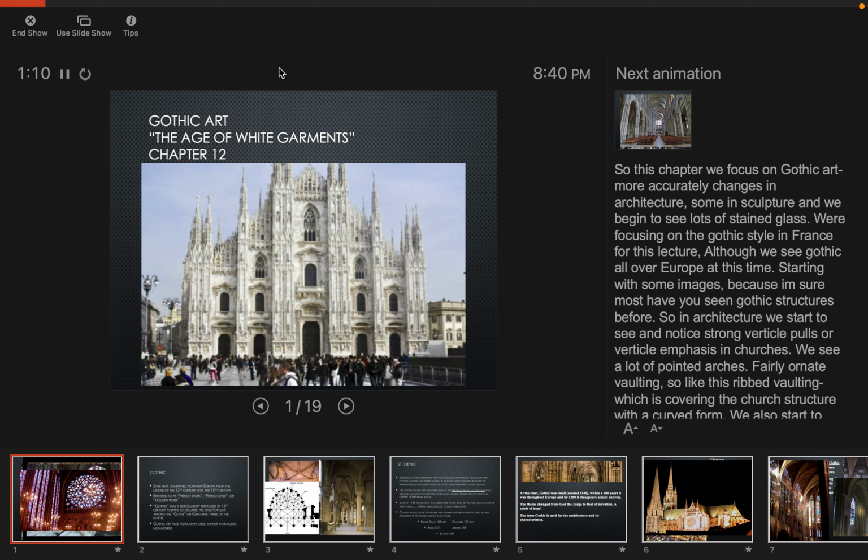So these stained glass windows are very symbolic for the Gothic period, but I'm jumping way ahead, so let me rein it back in. We're going to talk about architecture, some sculpture, and stained glass. We're focusing on the Gothic style in France for this lecture, although we see Gothic all over Europe at this time. So, starting with some images, because I'm sure most of you have seen Gothic structures before.